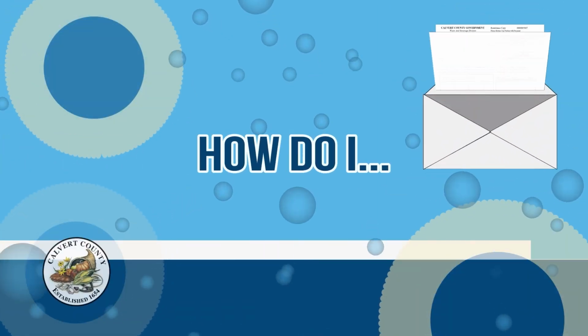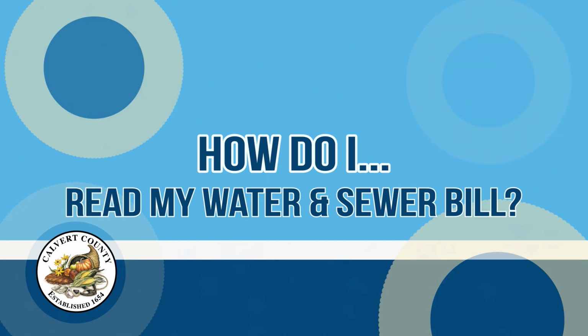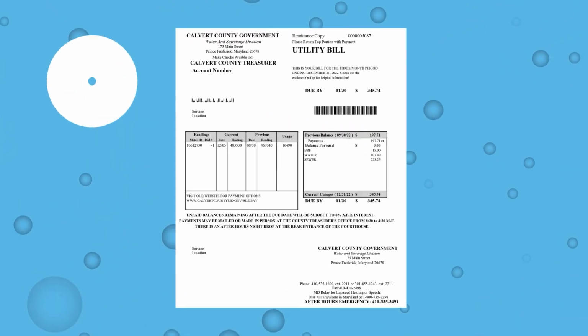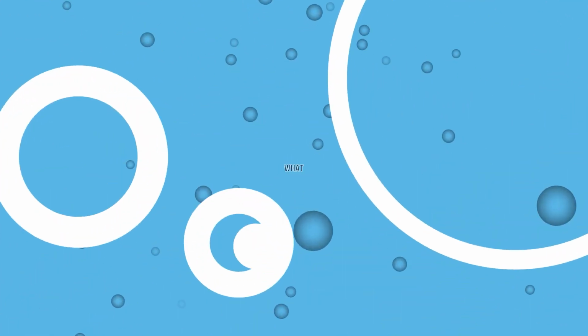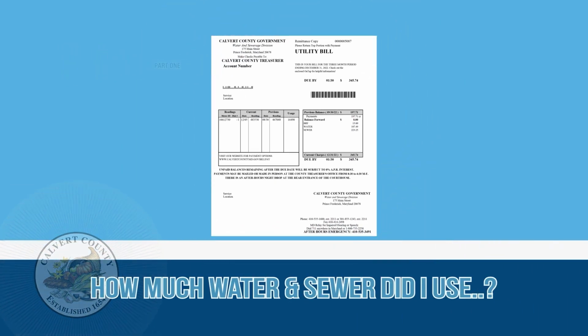Public Works Water and Sewer Division is an enterprise fund that operates, maintains, and manages the public water and sewer system within Calvert County. In this How Do I tutorial, we'll explore your water and sewer bill to better understand how and what you're paying for. Part 1. How much water and sewer did I use?